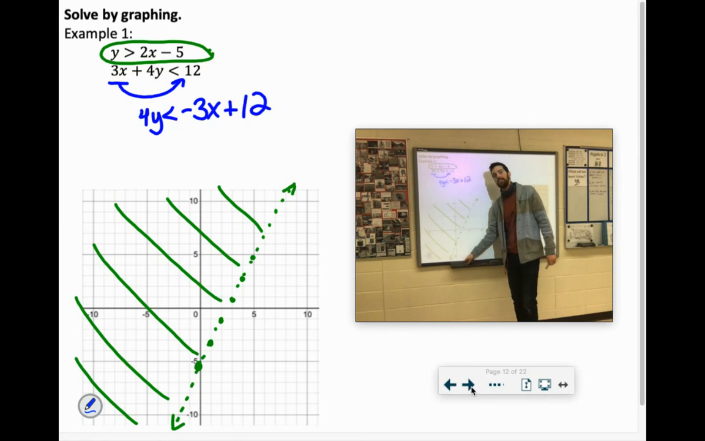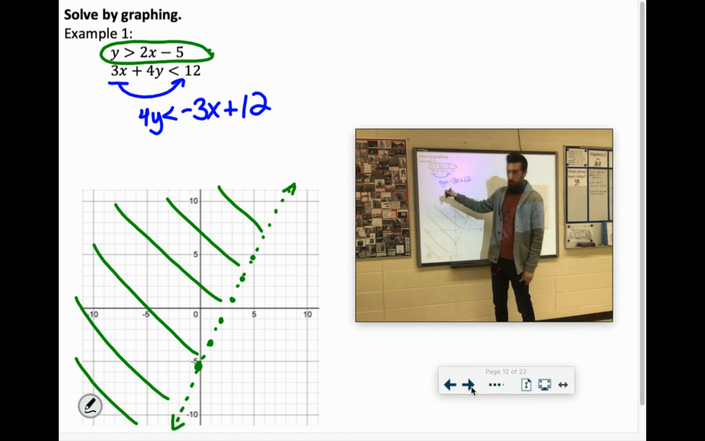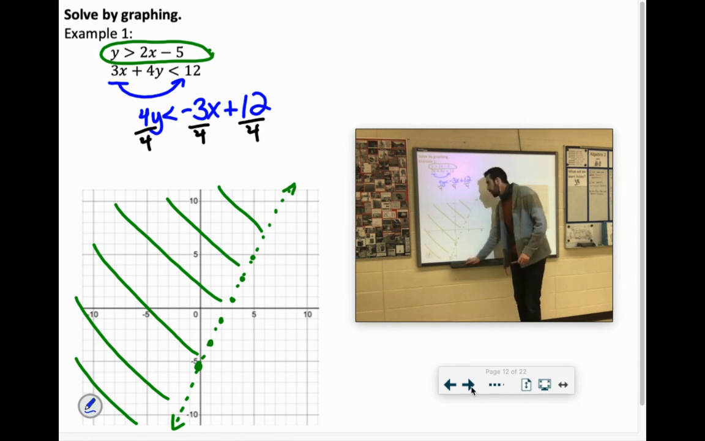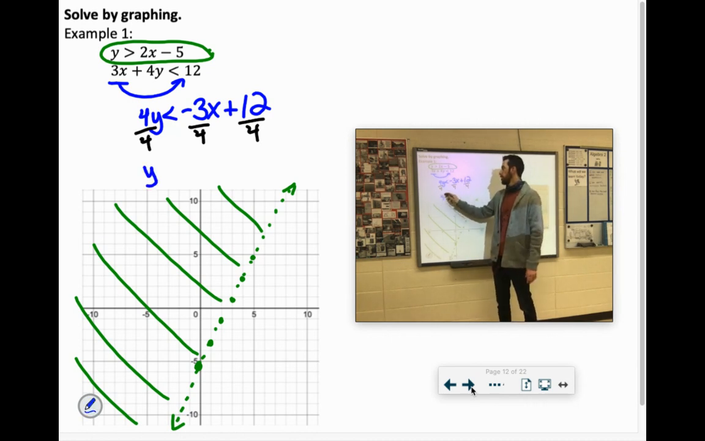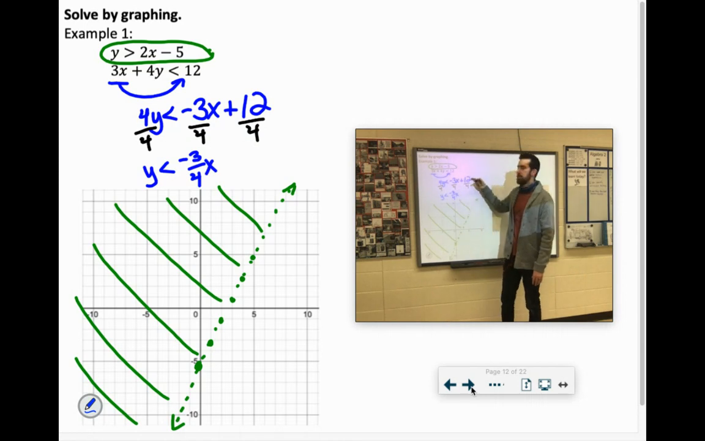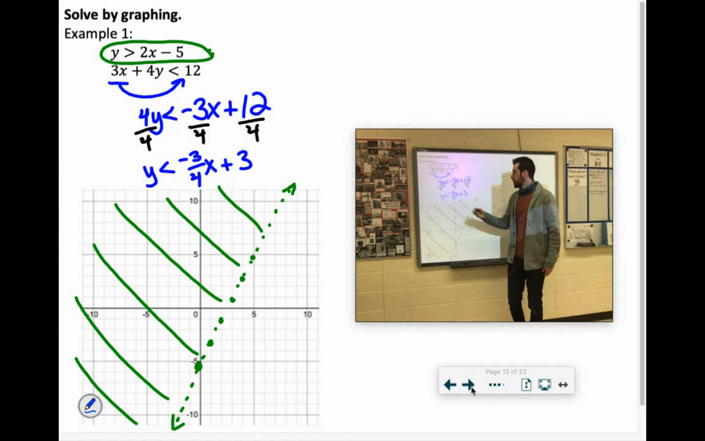And then we have to divide by the 4. So we're going to divide everything by 4. Our new inequality for that, remember, simplify the fraction if you can. -3/4 you can't simplify anymore, so that's fine. -3/4 x. And then 12 divided by 4 is 3. So we're starting at +3. 1, 2, 3.